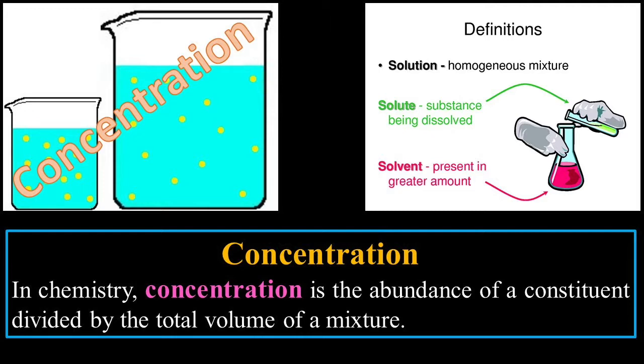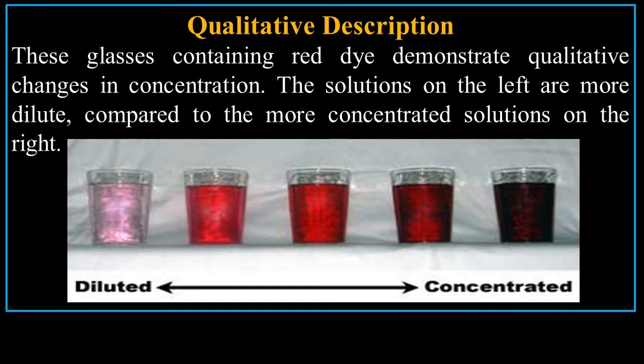I have concentration. In chemistry, concentration is the abundance of a constituent divided by the total volume of the mixture. Definitions: solution, homogeneous mixture; solute, substance being dissolved; solvent, present in greater amounts. Sometimes that's the only definition for solvent. Qualitative descriptions: these glasses containing red dye demonstrate qualitative changes in concentration. The solutions on the left are more dilute compared to the more concentrated solutions on the right.